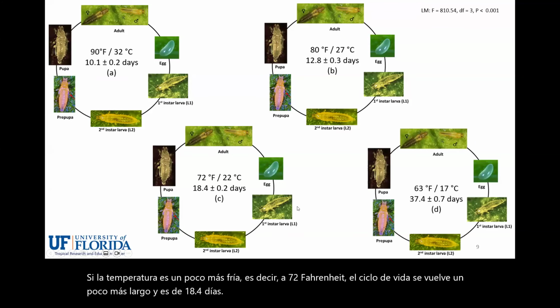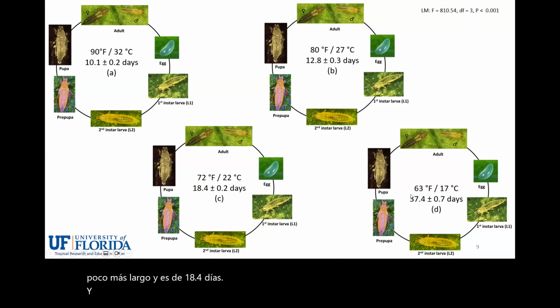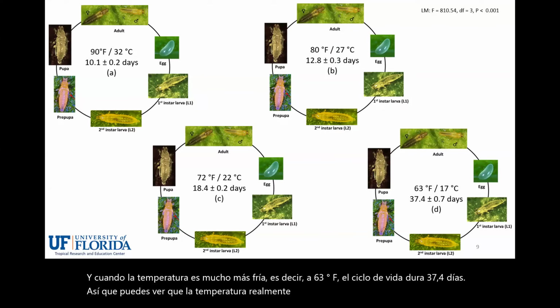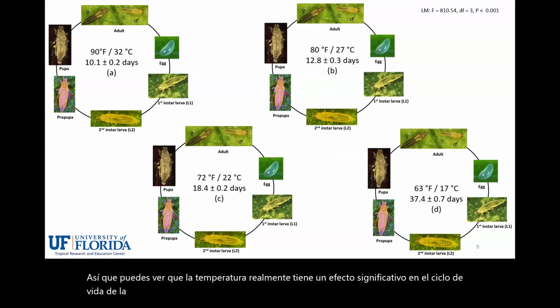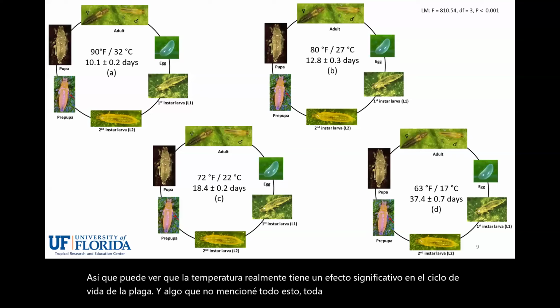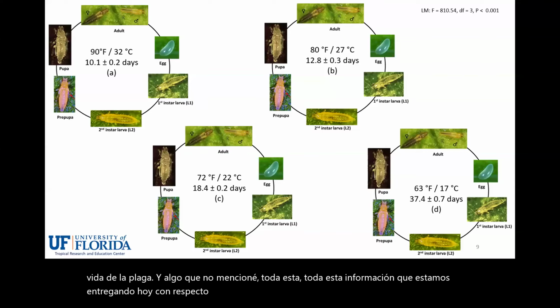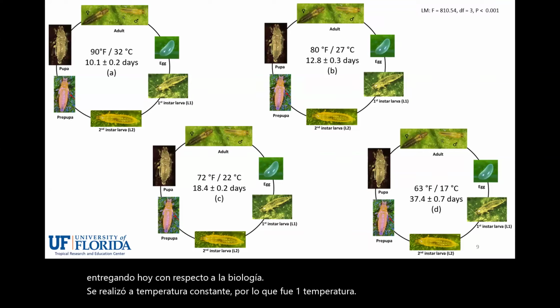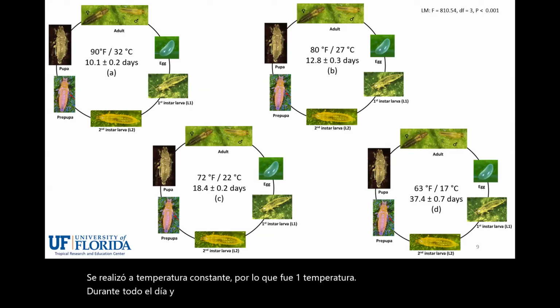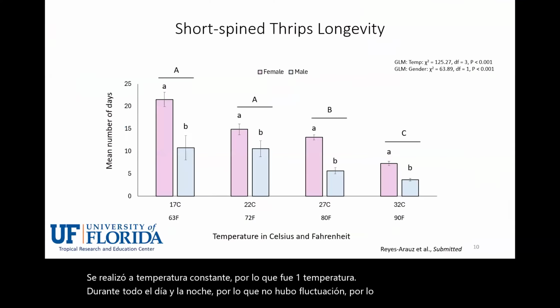And when the temperature is much colder, at 63 degrees Fahrenheit, then the life cycle takes 37.4 days. So we can see that temperature really has a significant effect on the life cycle of the pest. And something that I didn't mention: all the information that we are delivering today regarding the biology was obtained at constant temperature. So it was one temperature throughout the day and night, with no fluctuation. So these are ideal lab conditions.